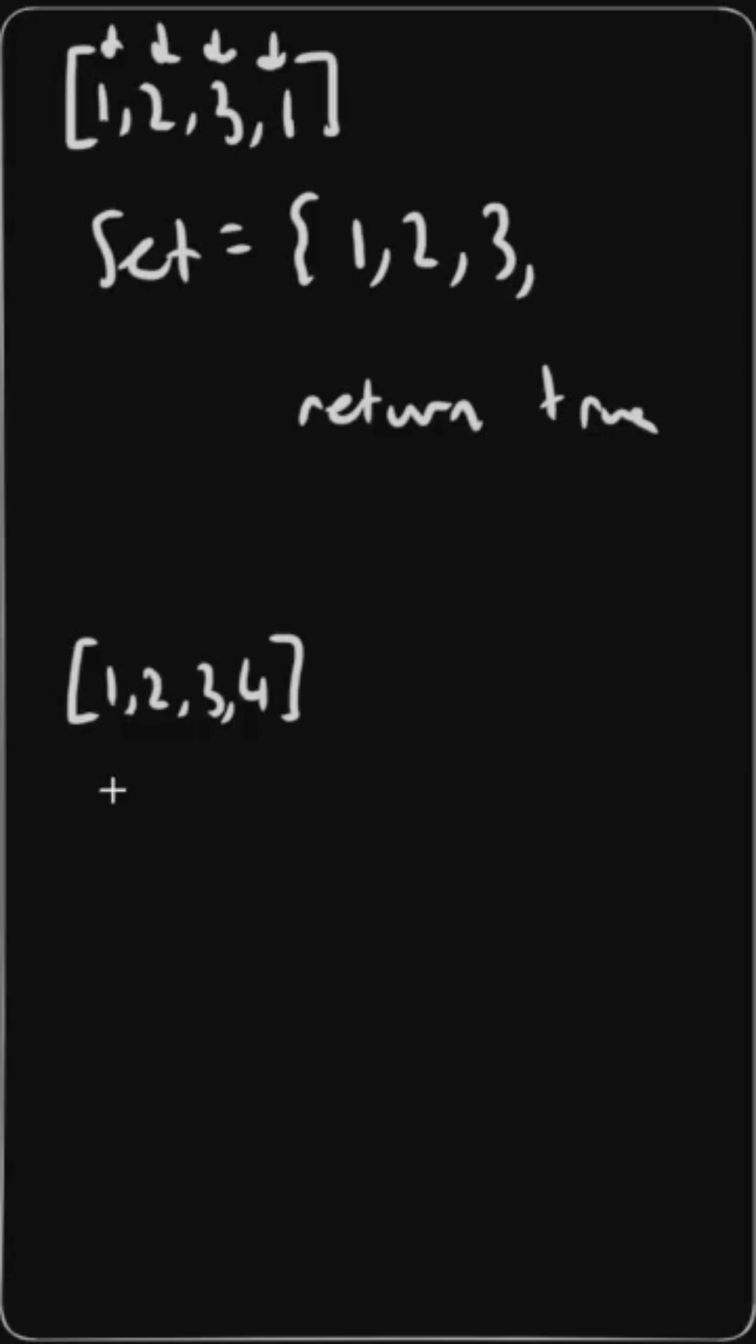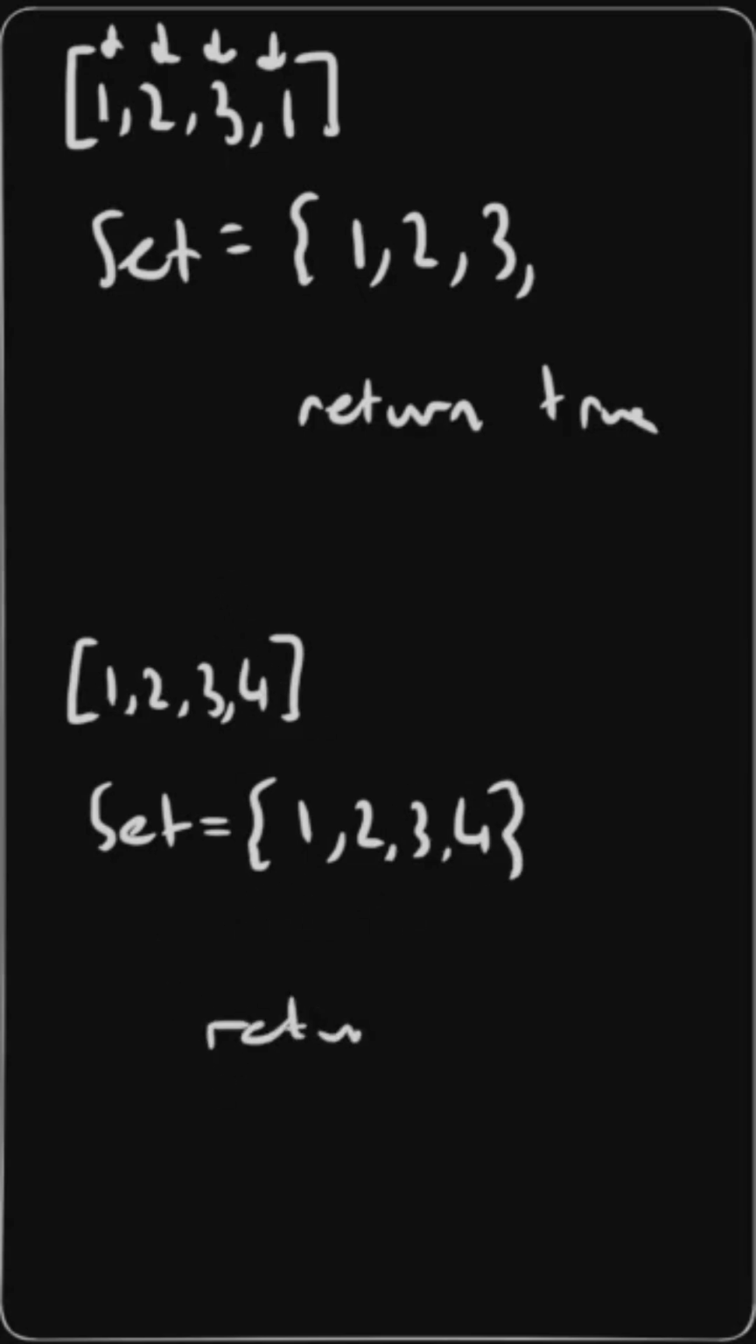Now we'll go through this example. If we create a set, we look at the 1, we check if it's in the set, it's not, so we add it. We check if the 2 is in the set, it's not, so we add it. We do the same with the 3 and the 4. And now we're at the end of the array, but we haven't returned anything, therefore we just return false at the end.